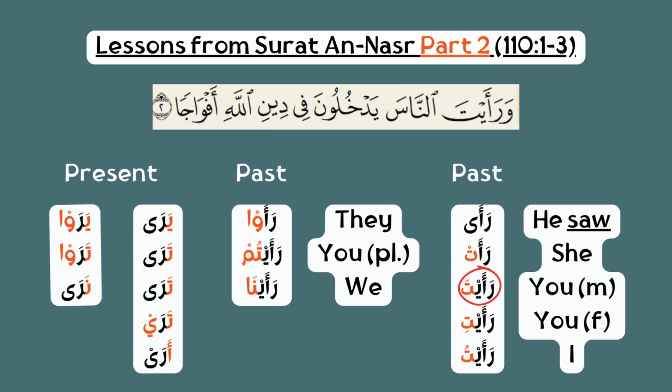Okay, so in the next verse, وَرَأَيْتَ النَّاسِ. The exact translation is: and you saw the people. Ra'aita, which you can see highlighted with a red circle on the right, is you saw, you speaking to a man. And you can see all the other derivatives like he saw, she saw, you, I, they, in the past and also in the present.